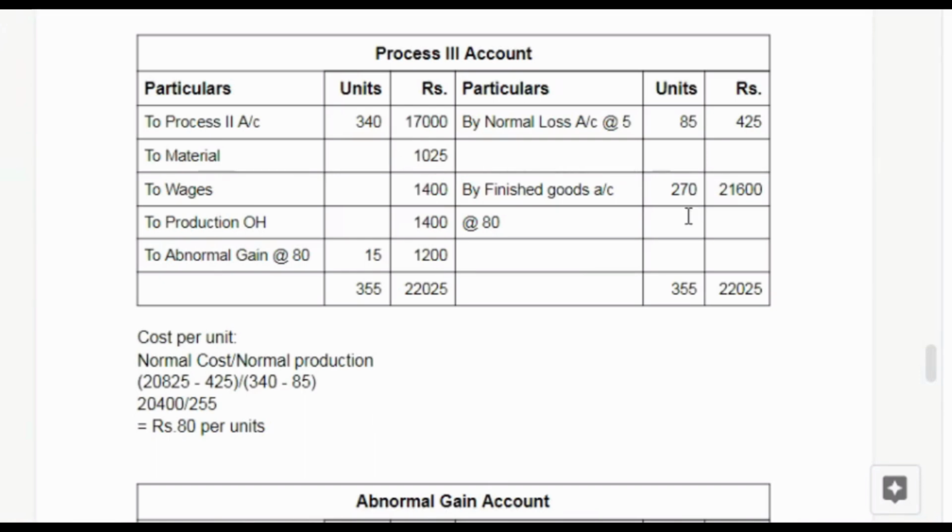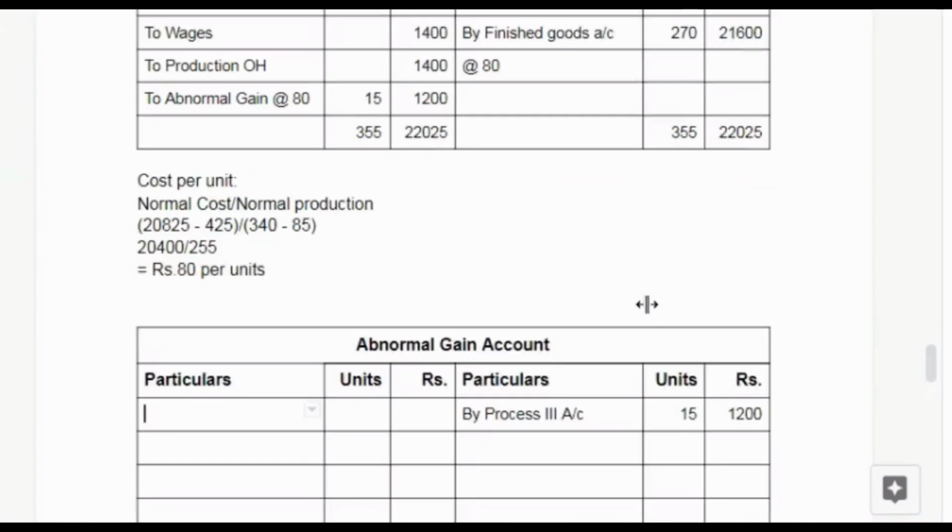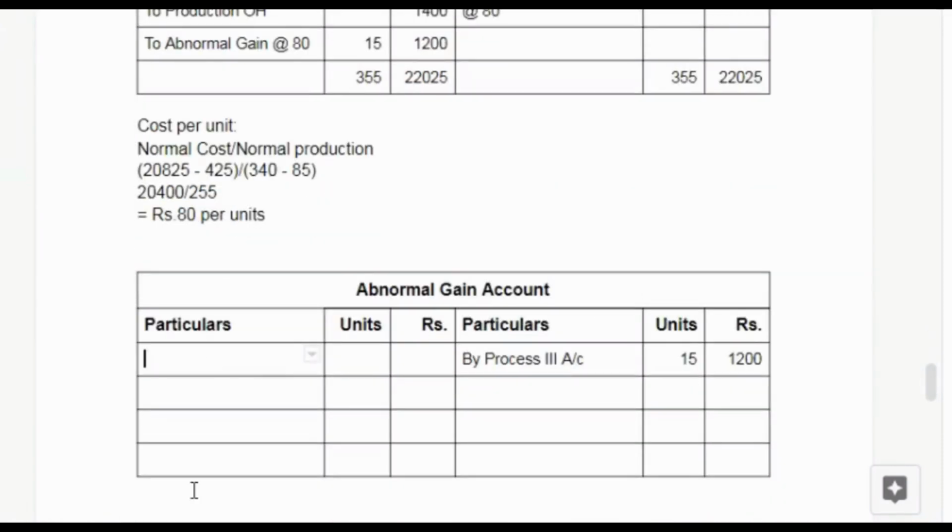255 is your expected production. But instead of 255, 270 were produced, so 15 more were produced. So it is called effective gain. Good production is sold at a good price. But ultimately it is known as reduction in normal loss. The 85 normal loss you credited has actually reduced. So that's why this amount is transferred to the normal loss account, not sold at scrap value.